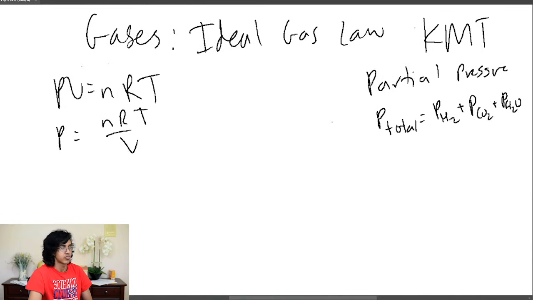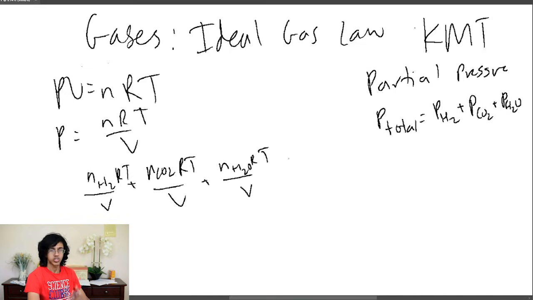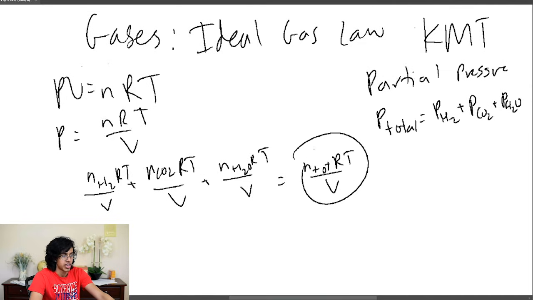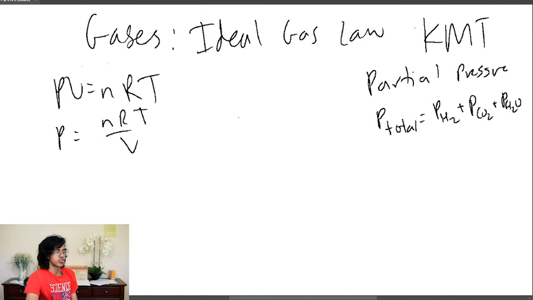So if we add the different H2, CO2, and H2O pressures, we get nH2 RT over V plus nCO2 RT over V plus nH2O RT over V. And we know that the temperature and volume are exactly the same because they're in the same container. And then we get n total RT over V if we factor out the RT over V. And then this clearly is just the ideal gas law. What is this equal to by the ideal gas law? That's right, P total.